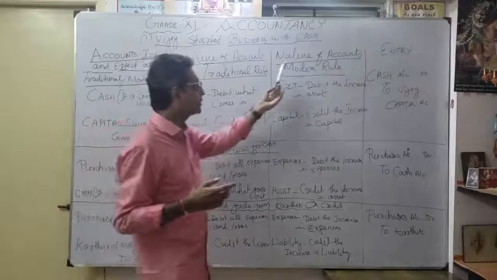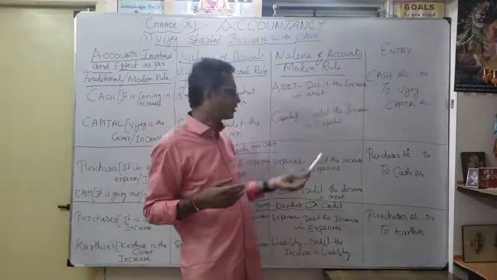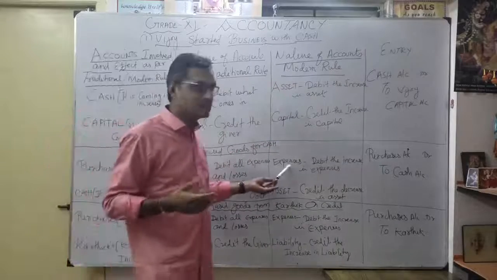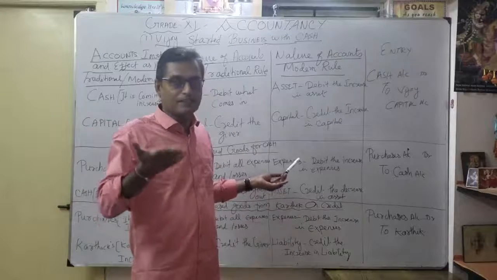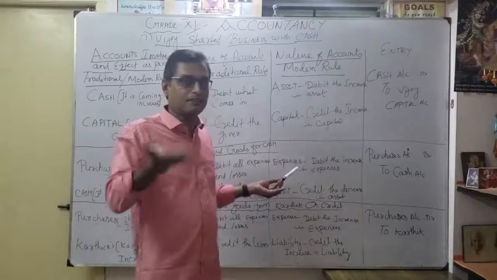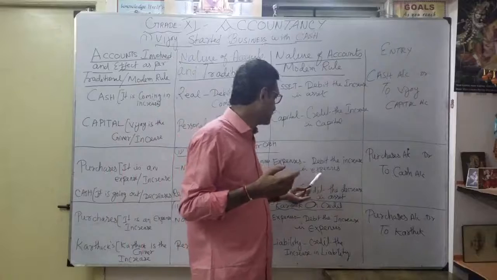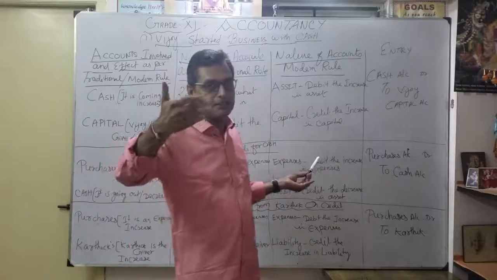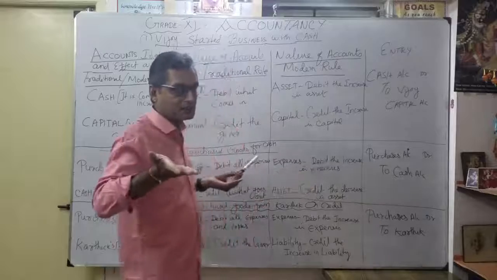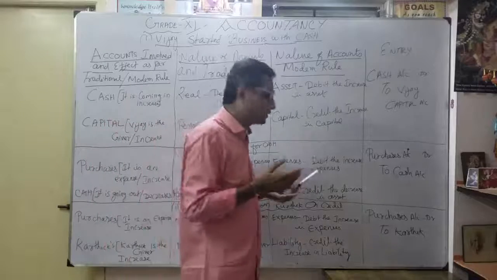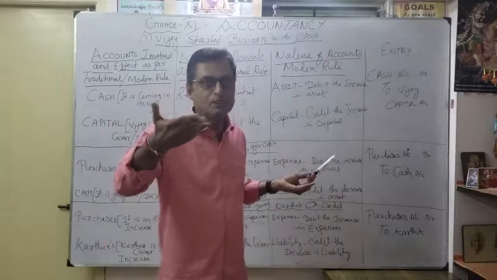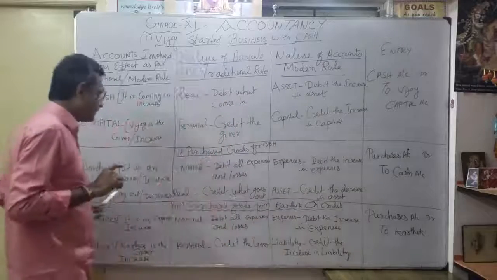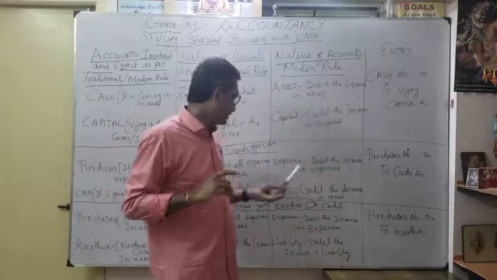Now coming to the nature of accounts under the modern rule. In the same manner, purchases are considered an expense. Whenever expenses increase, debit increases. The opposite: expenses decrease, credit. Whenever expenses increase, you put debit; whenever expenses decrease, you put credit. In the same manner, cash according to the modern approach is considered an asset.